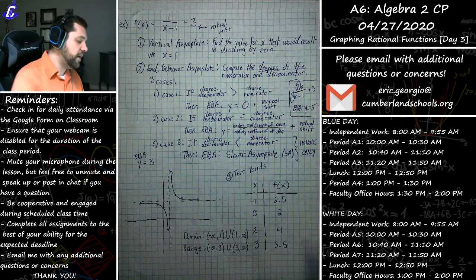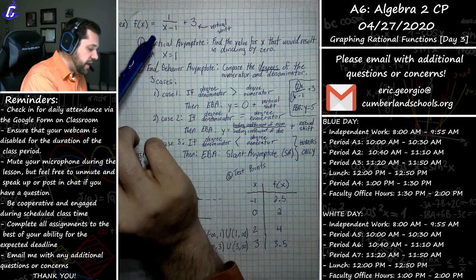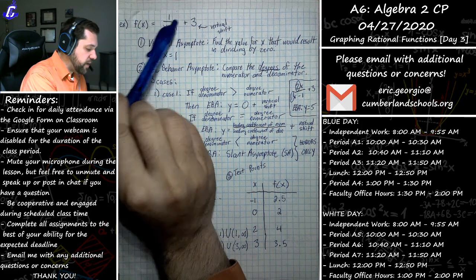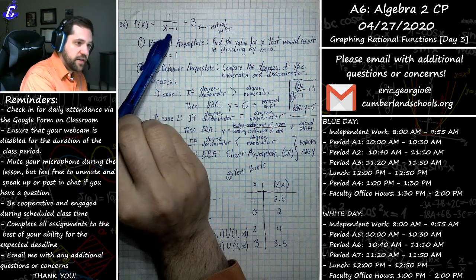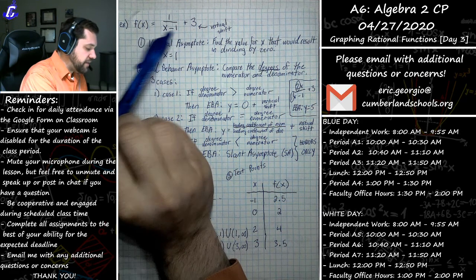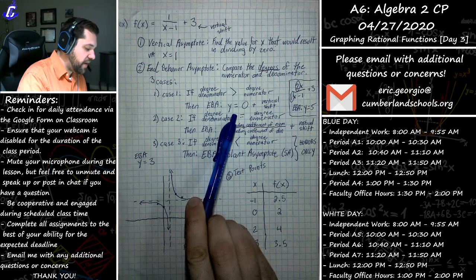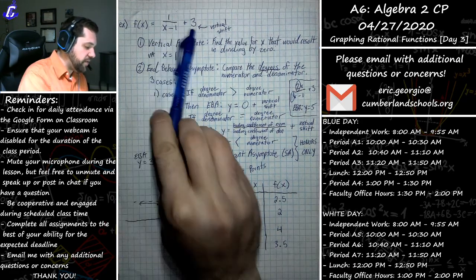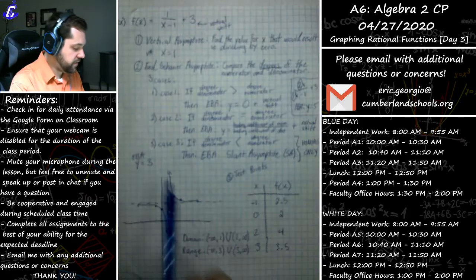Okay? So in our example up here, you would see that for the end behavior asymptote, the degree of the numerator is 0, the degree of the denominator is 1, therefore the degree of the denominator is larger, so your end behavior asymptote is 0 from this chunk plus the vertical shift of 3. So it would be 3.